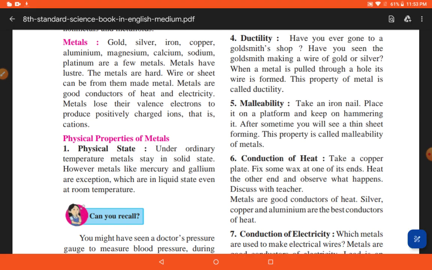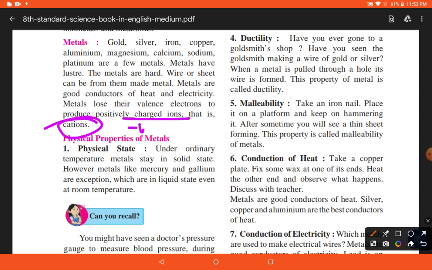Positively charged ions are called cations, and negatively charged ones are called anions. Now let us talk about the physical properties of metals.